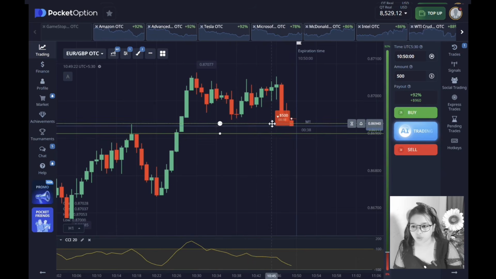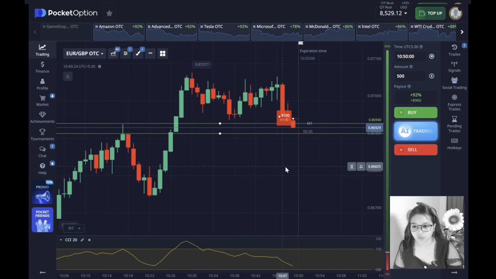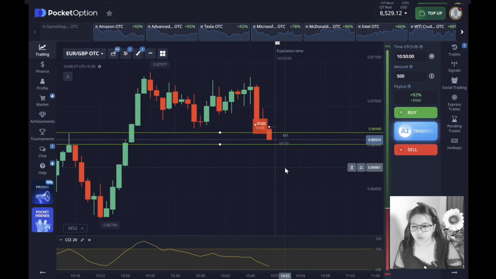And along with this, never forget to use support and resistance with horizontal levels. Here I have created a resistance zone with a double level.